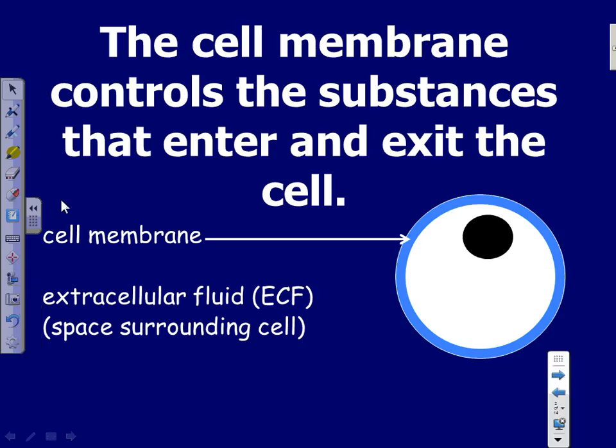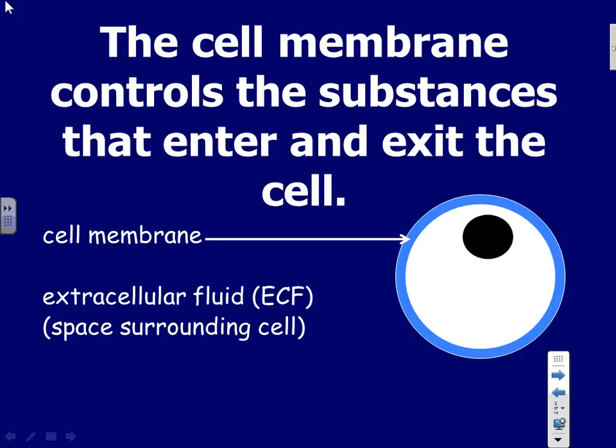So let's write down here that the cell membrane controls the substances that enter and exit the cell. And please draw a very simplistic cell with that outer surface, the outer surface being the cell membrane, kind of like our bag, which is the outer surface. Again, extracellular fluid. That's the liquid that surrounds the cell.